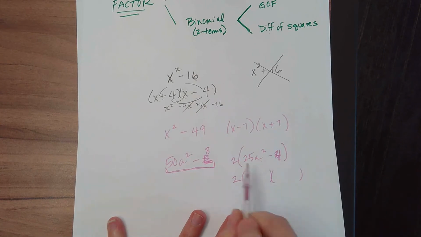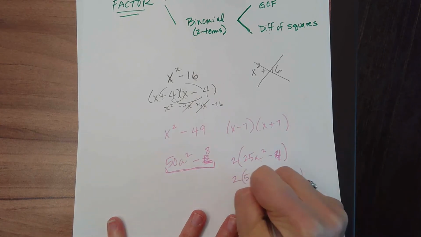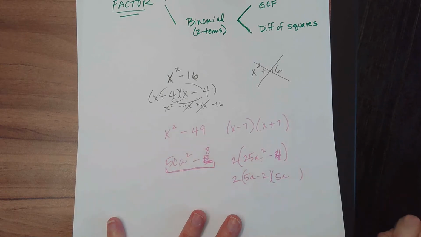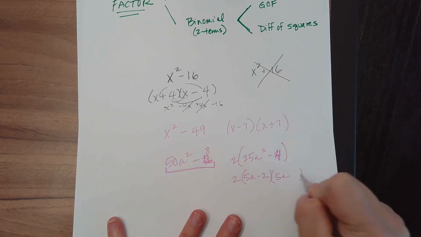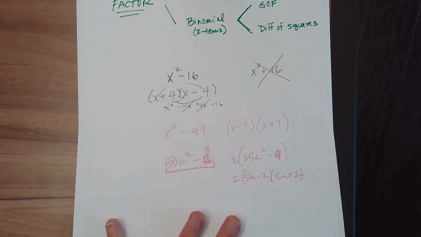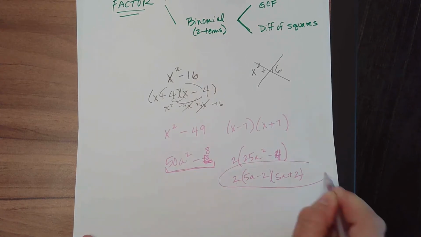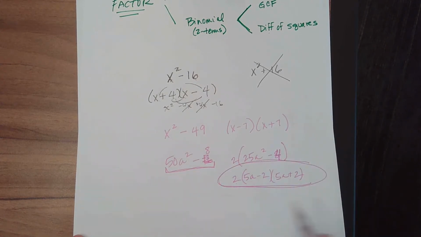25a squared minus 4, those are both perfect squares. The square root of 25 is 5, so I get 5a and 5a, and then the square root of 4 is 2. So I would get 5a minus 2 and 5a plus 2, and then with the 2 out in front. Again, your goal is if I FOILed all of this out, distribute all of that out, it should give me where I started. In this case, 50a squared minus 8.